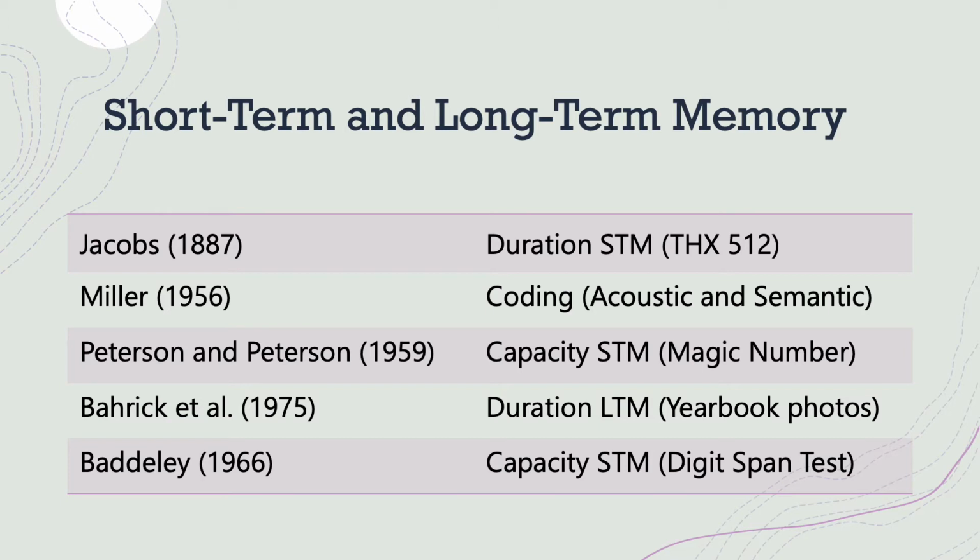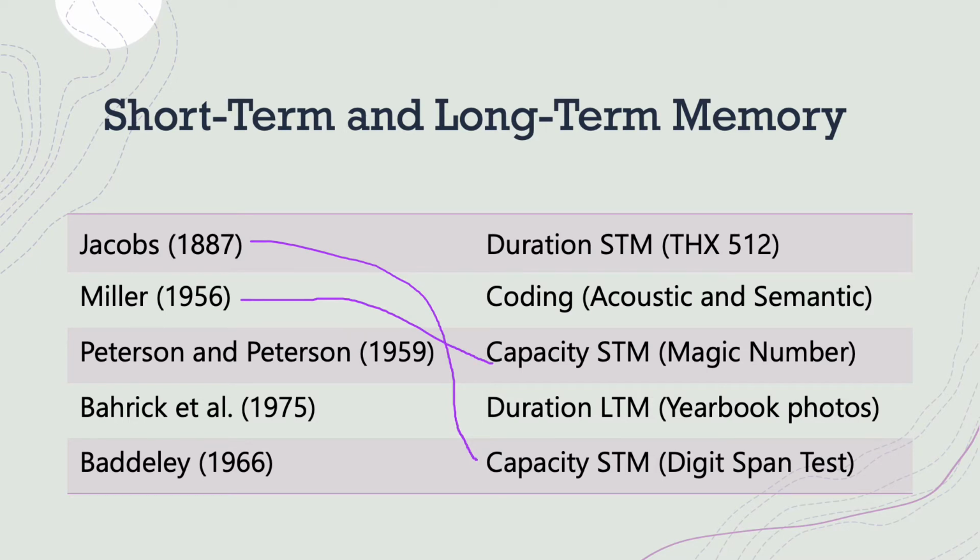So firstly we have Jacobs, and he investigated the capacity of short-term memory, and he did this using the digit span test. So this is what all research on the capacity of short-term memory was based on. So then Miller came along and he came up with the magic number 7 plus or minus 2.